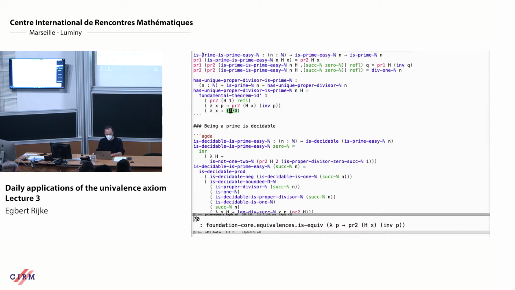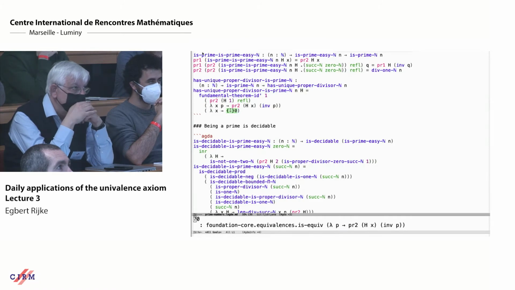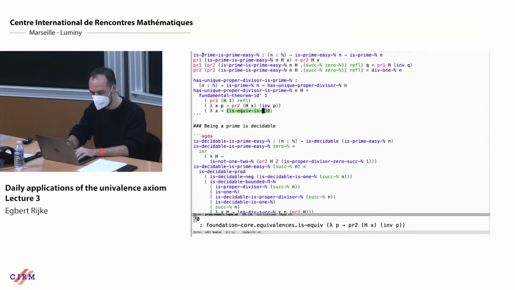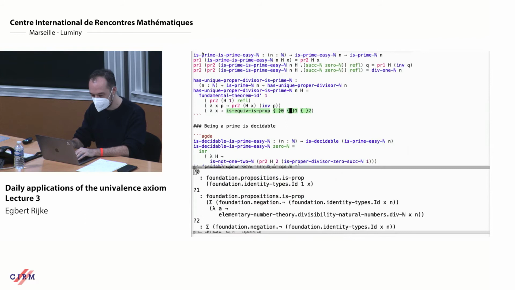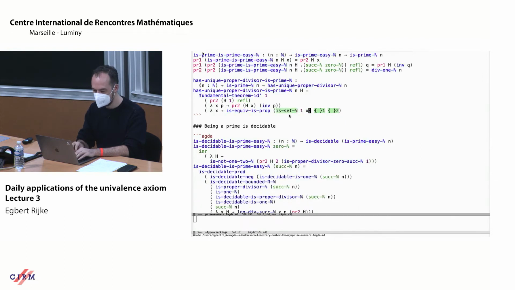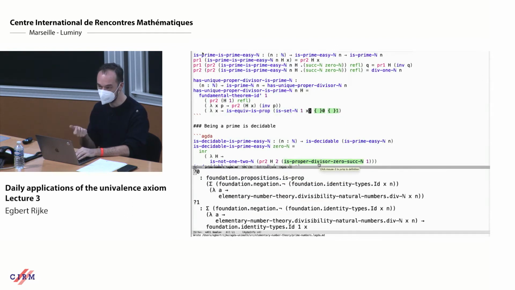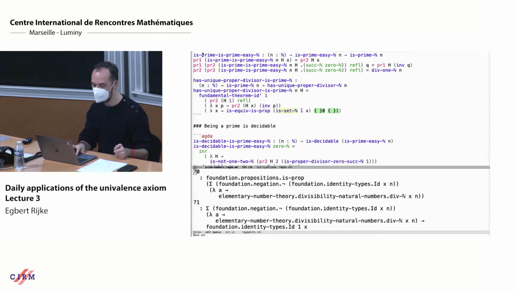And Agda wants us to show that it's an equivalence, but it's a map between propositions. So we're going to say is equiv is prop. This one's 3 arguments, I think. Now it wants us to show that the identity type is a proposition. That's by is set n1x, because to be a set means that the identity types are propositions for every x and y. So this is a function that takes 2 natural numbers and says the identity type between those 2 is a proposition.